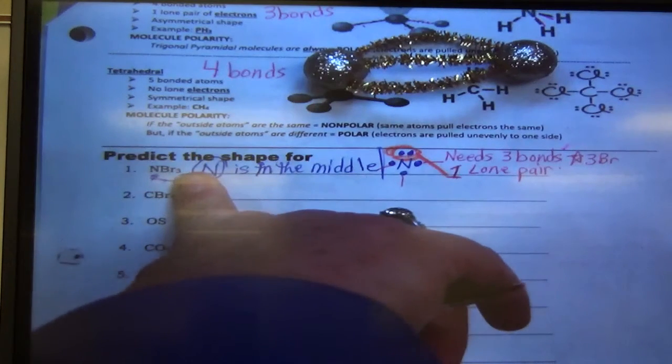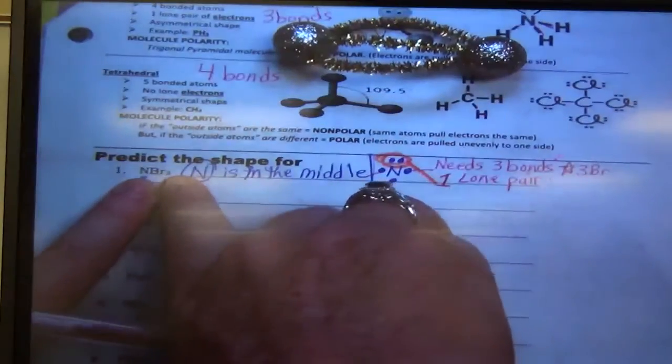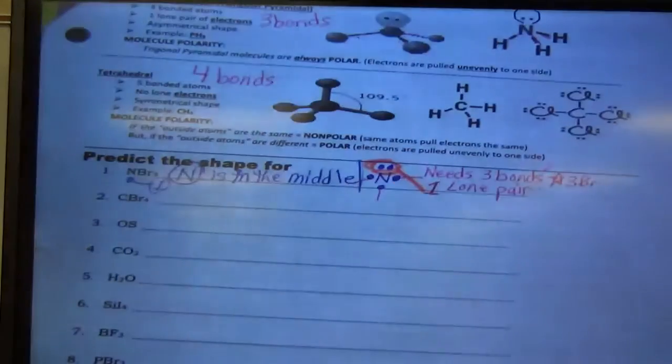3 plus 1 is 4. That's not even the right number of atoms. This is 2 atoms. We need 4 atoms. Oh, goodbye. Forget it. Right? It does not match at all. So we have 1 option left.